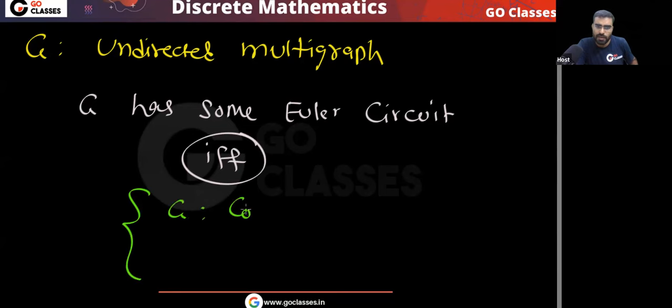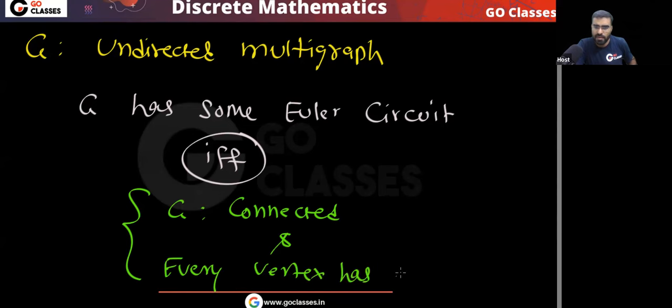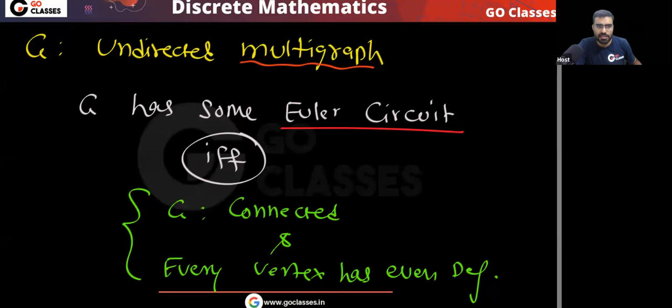Yes or no? If and only if G is connected and every vertex has even degree. Okay, so very simple. This is the idea. G has some Euler circuit if and only if it is connected and every vertex has even degree. This theorem, this result, will work for multi-graphs also.